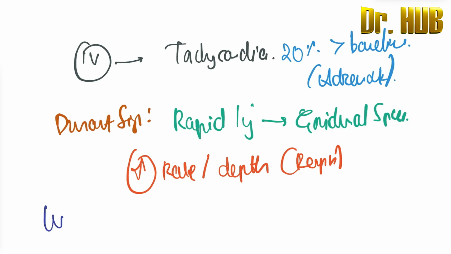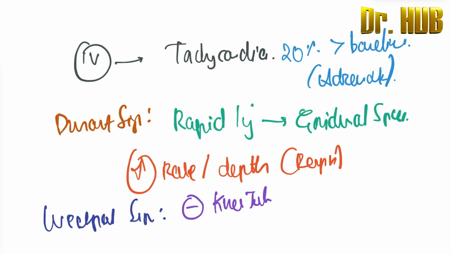Next is the Westphal sign. What is the Westphal sign? The Westphal sign is the absence of the knee jerk after epidural anesthesia, EA. So there is a negative knee jerk after epidural anesthesia.